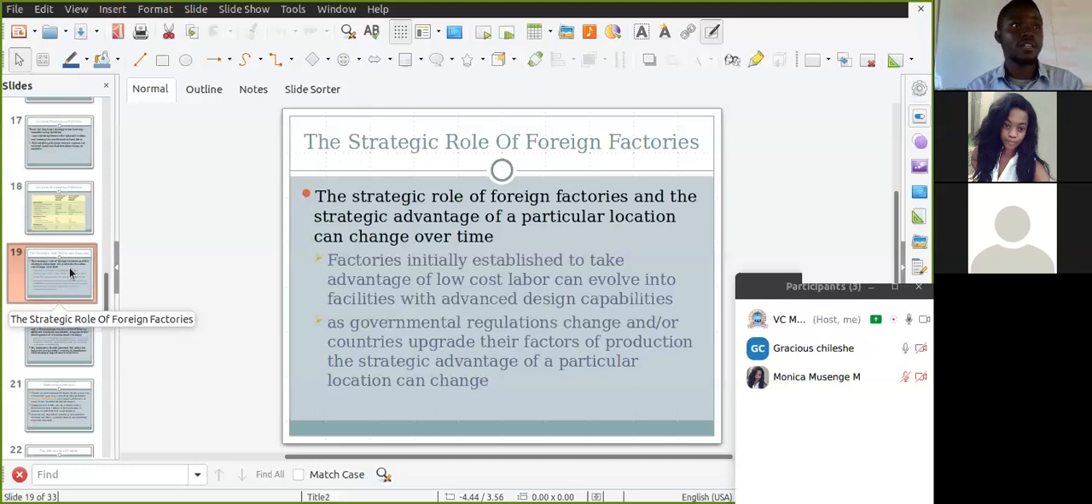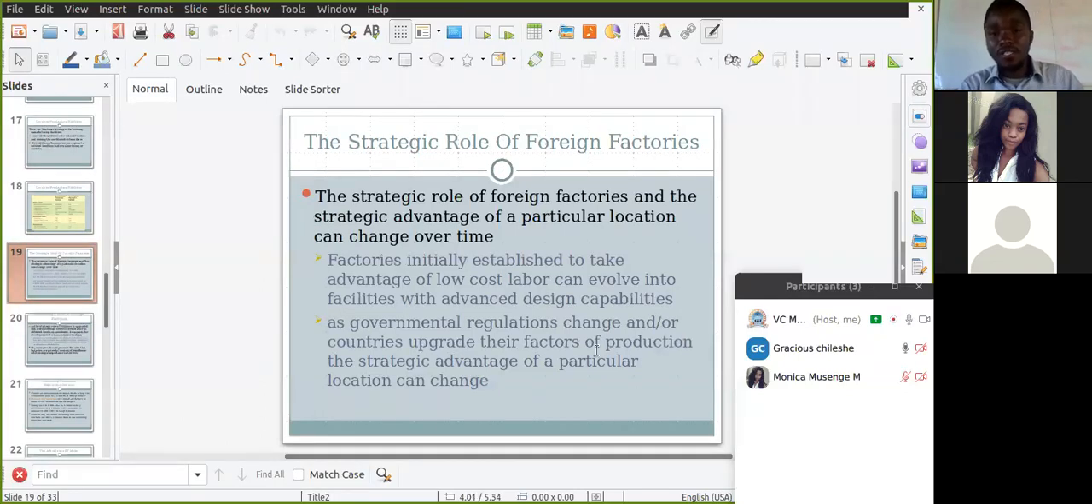When you look at the Chinese government, most Chinese businesses have established themselves in Africa where they find cheap labor. And we see that this decision now, at the end of the day, changes because the facilities are able to evolve, and these people grow on a larger scale.